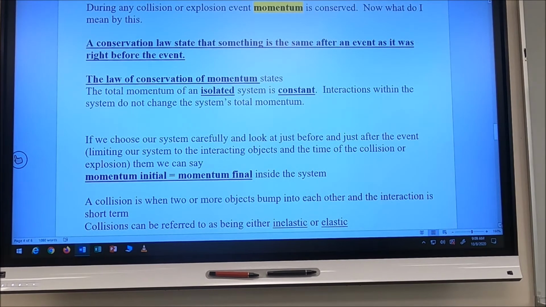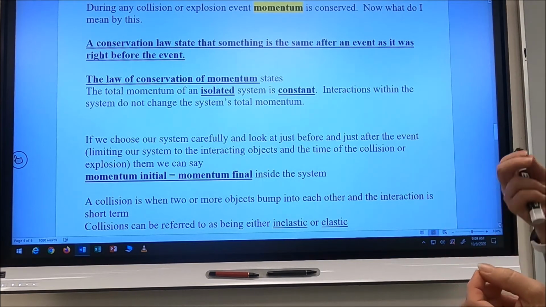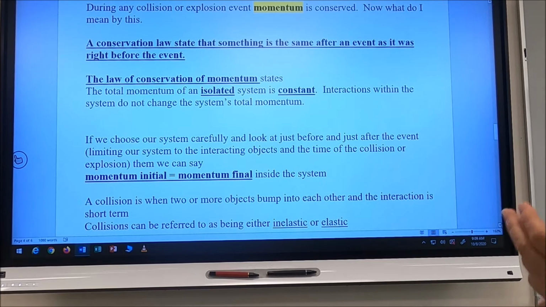So if we choose our system carefully and we look at the instant right before an event, like a collision, and right after the collision, then momentum initially has to equal momentum final. In an explosion, if we look at the instant right before and right after the explosion, again, we have conservation of momentum, and momentum initially is going to equal momentum final. When we talk about collisions where two or more objects bump into each other and interact for a short term, they can either be inelastic collisions or elastic collisions.